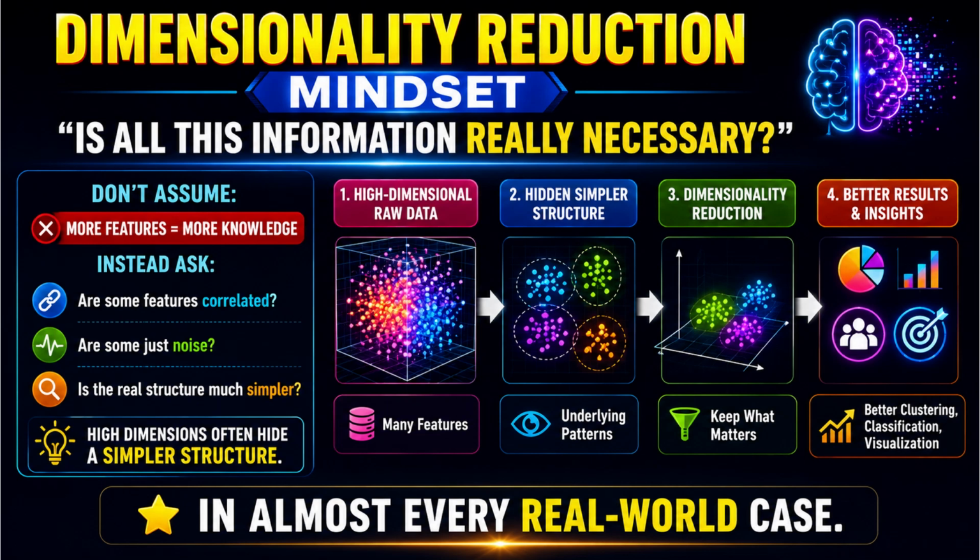Instead, ask, are some features correlated? Are some just noise? Is the real structure much simpler? So high dimensional data has many features, hidden simpler structures, underlying patterns. Dimensionality reduction tries to keep what actually matters. Because of this, you get better results when you're using data that has been reduced in dimension for better clustering, classification, and visualization. In almost all real world cases, this is true.